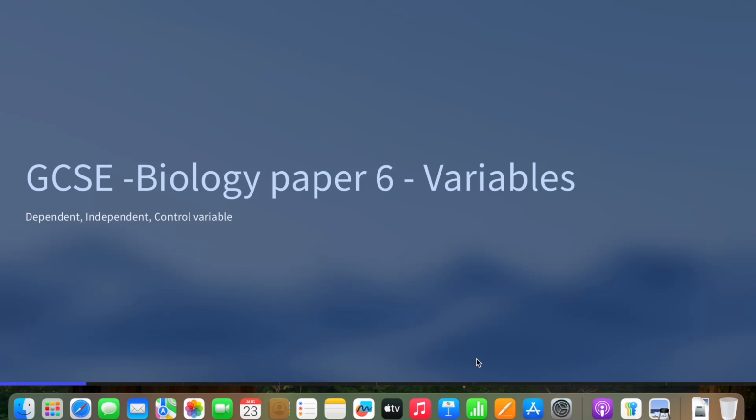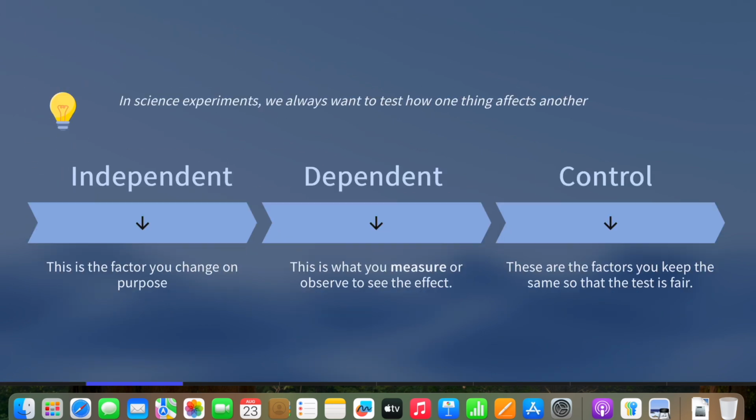Hello everybody, today we're going to talk about variables. This is one of the most common questions you will see in GCSE Biology paper 6. Okay, so in science experiments, we always want to test how one thing affects another one. And we also want to make sure that our experiments are fair and the results are valid.